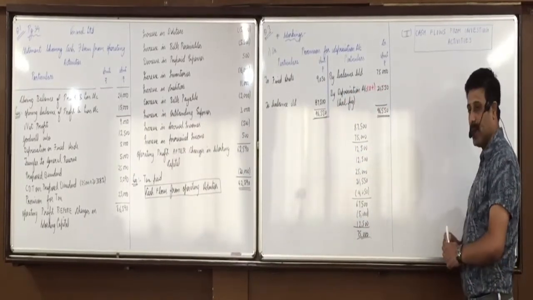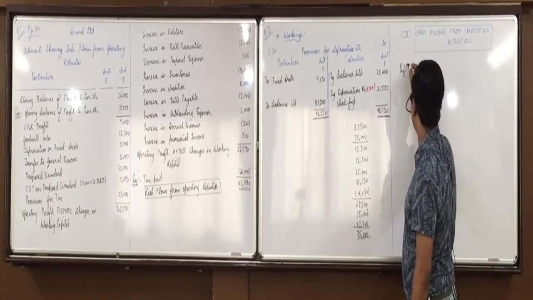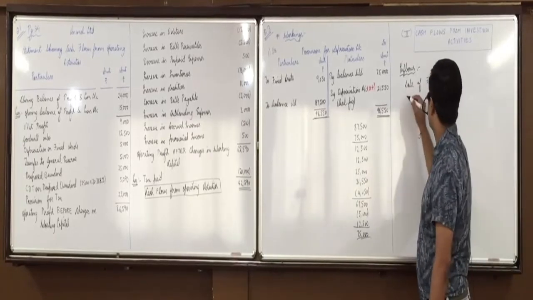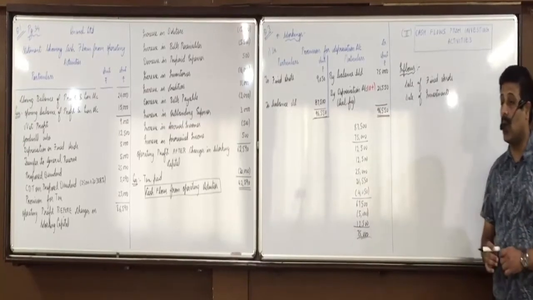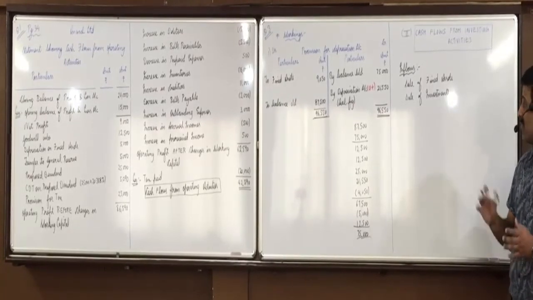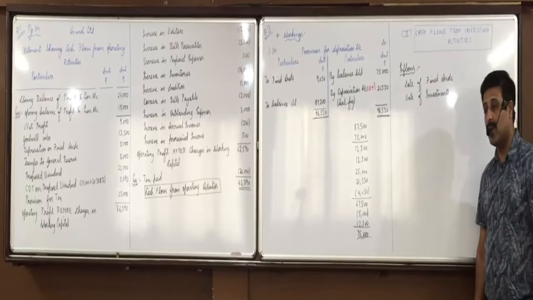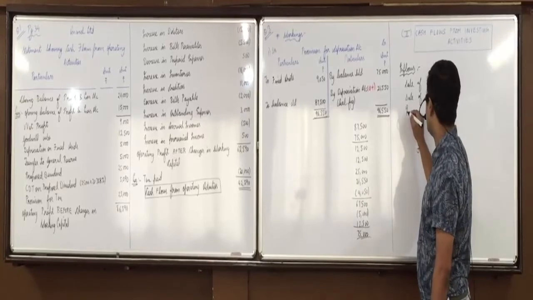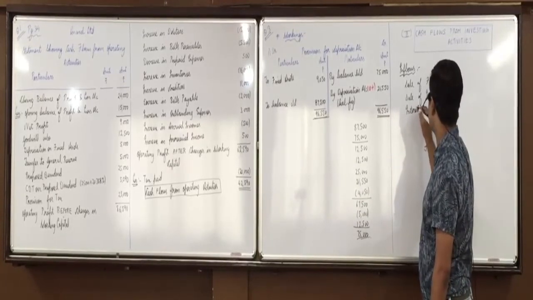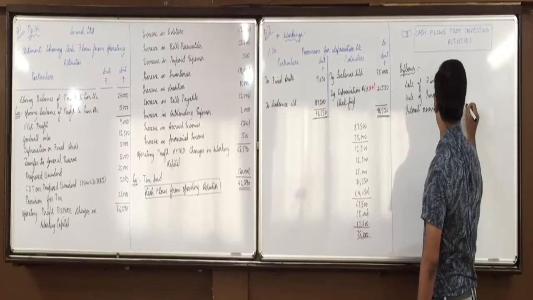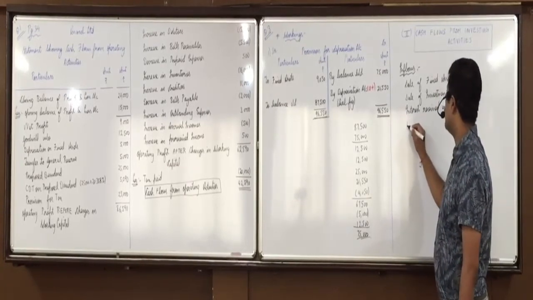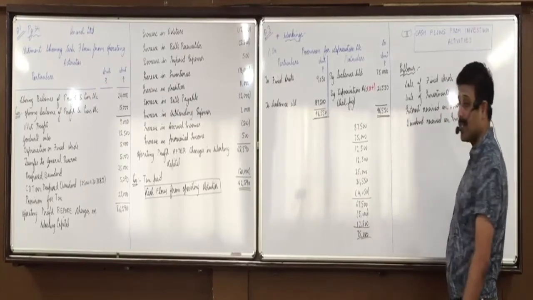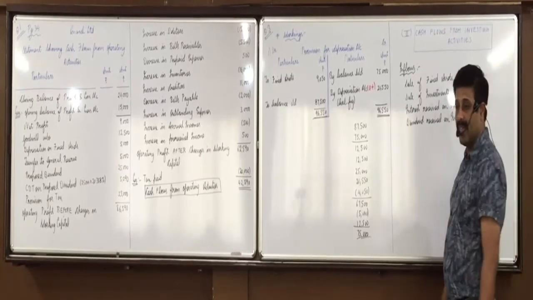So what are the inflows related to investing activities? Sale of fixed assets. Then sale of investments. Whatever is related to non-current assets will affect investing activities. Sale of fixed assets means cash is coming in due to investing activities. When you sell investments, again cash is coming in. Interest received on investments, cash is coming in. And dividend received on investments, cash is coming in. Any doubts on this? These are the main inflows possible due to investing activities.